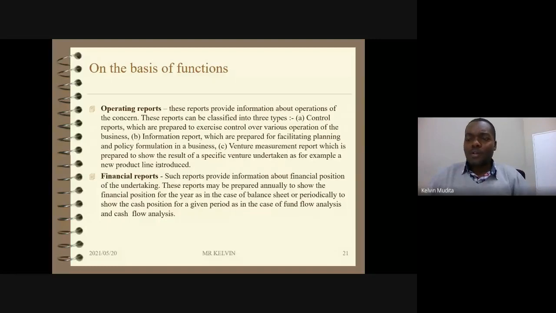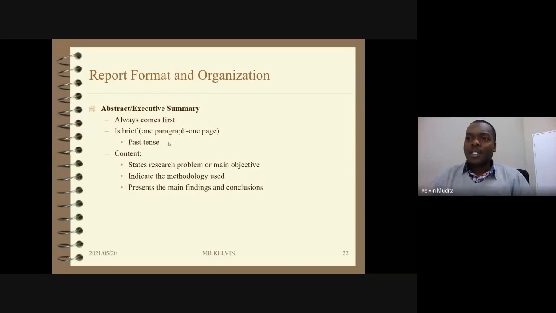Then also we have financial reports. I talked about creditors and debtors reports, and operating reports, which are usually done on a daily basis to measure productivity in the organization, and also just to compare reports among business units. Those are operating reports.